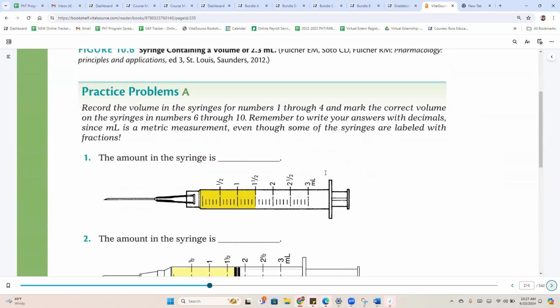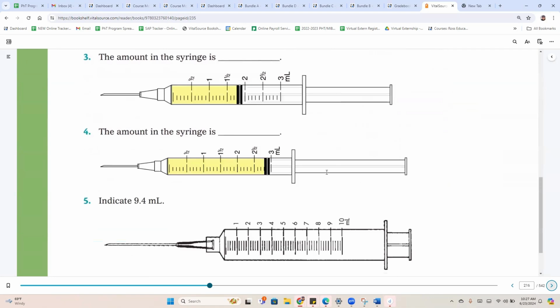So we have some practice problems. We're just going to skip over those for right now.